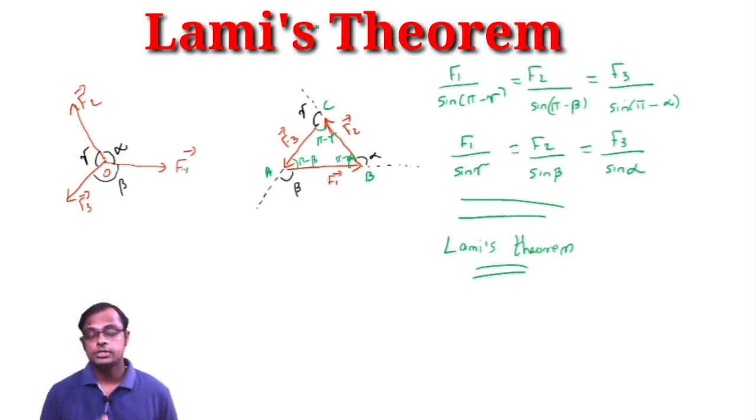So what is Lami's theorem explaining here? When three forces are in equilibrium, each force is directly proportional to the sine of the angle between the other two. Look at the picture. Here F1 is directly proportional to the sine of the angle between the other two forces, that is sine gamma. F2 is directly proportional to, the other two forces being F1 and F3, sine beta. You can see the equation here. Same way, F3 is directly proportional to sine alpha.